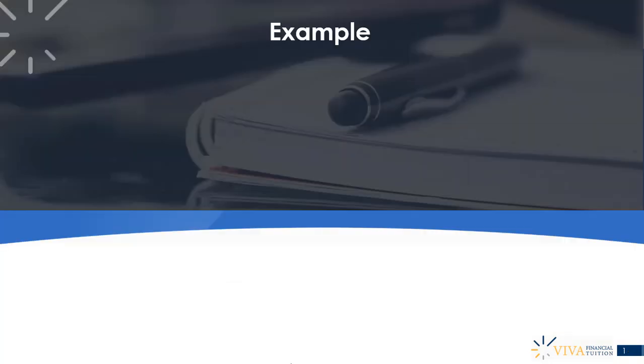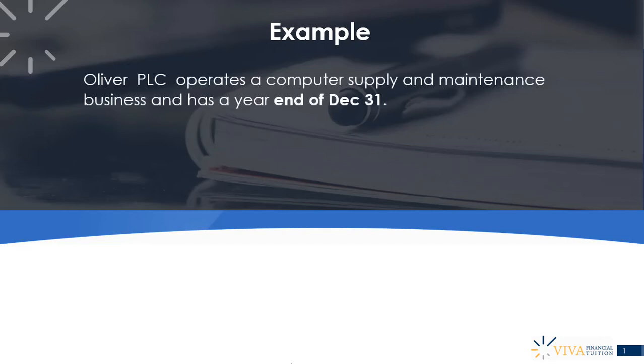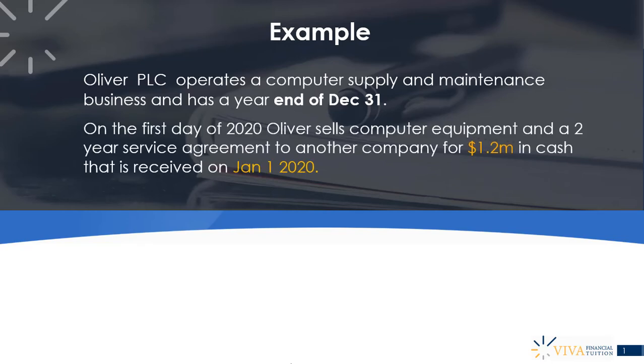Okay, let's have a look at another example of revenue recognition with a couple of extra bits in that we've talked about in theory but we've not seen in an actual example. Oliver plc operates a computer supply and maintenance business and has a year end of 31st of December. On the first day of 2020, Oliver sells computer equipment and a 2-year service agreement to another company for $1.2 million in cash that is received on the 1st of January 2020.